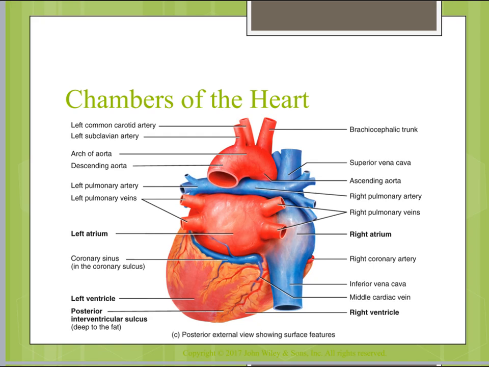We can look at the posterior view, finding and identifying some major structures like the right atrium and the left atrium, and the right ventricle and the left ventricle. So a couple things to also identify and note, part of our coronary circulation. So we talk about circulation. We talk about the three different groups of circulation.